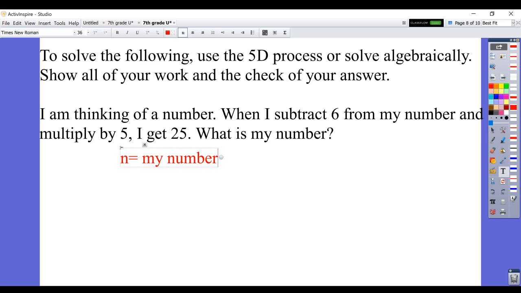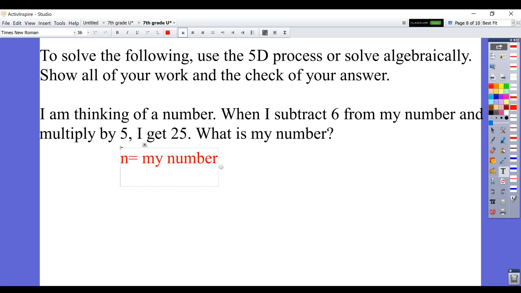If you're going to also do the 5D instead, make sure you do your describe, draw. Make sure you do your define as well as your do, your decide, declare should be part of either one. So, all right. So n is going to equal my number.